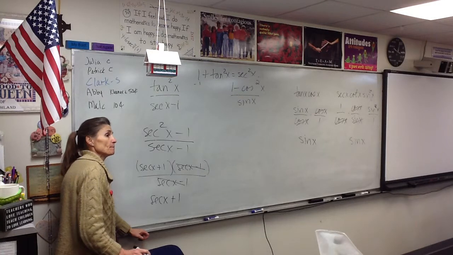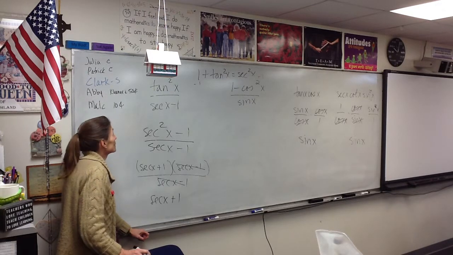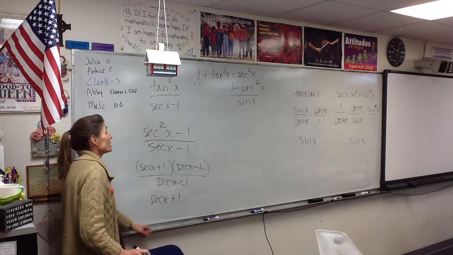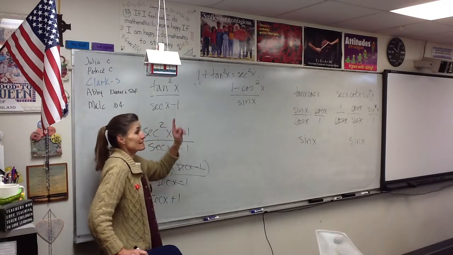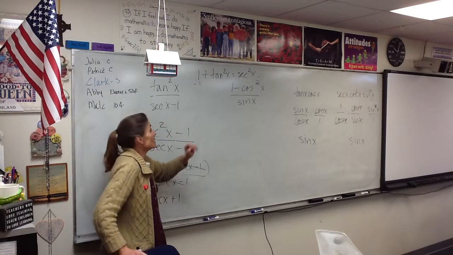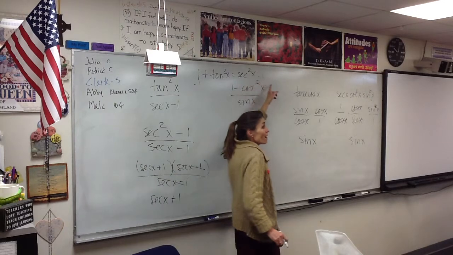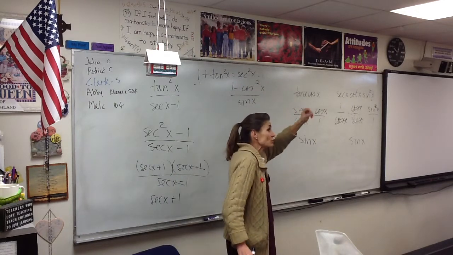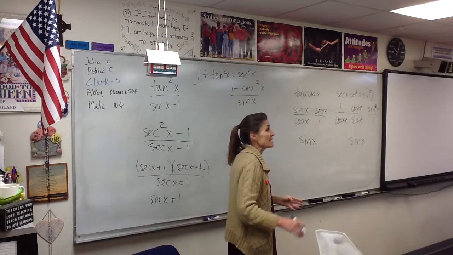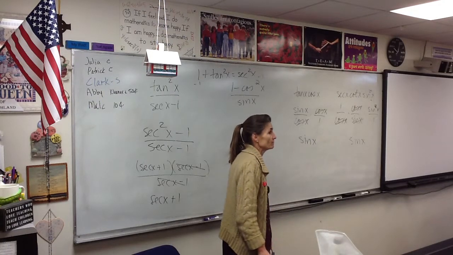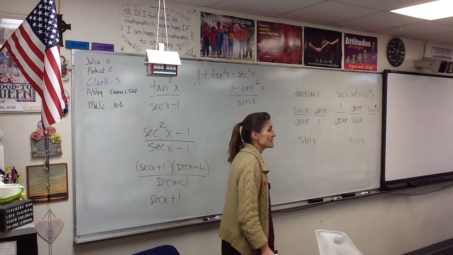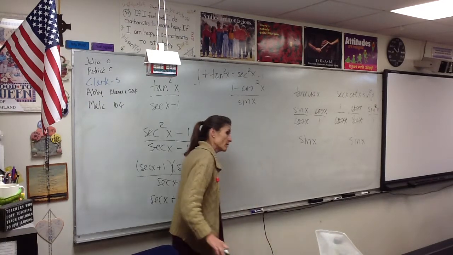Wow. Tim, what did you do? Okay, secant x minus 1 is not tan x. Secant squared minus 1 is tangent squared, but those identities only work if they're squared. The Pythagorean identities have to be squared.